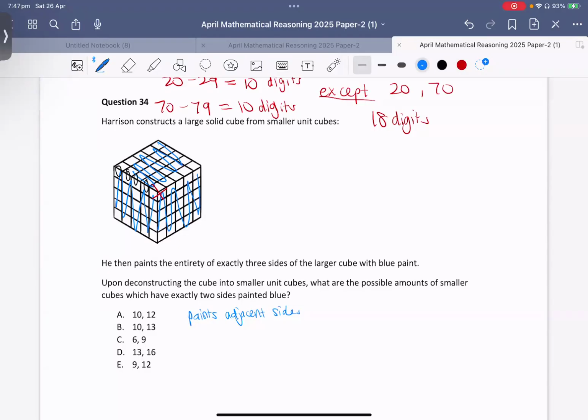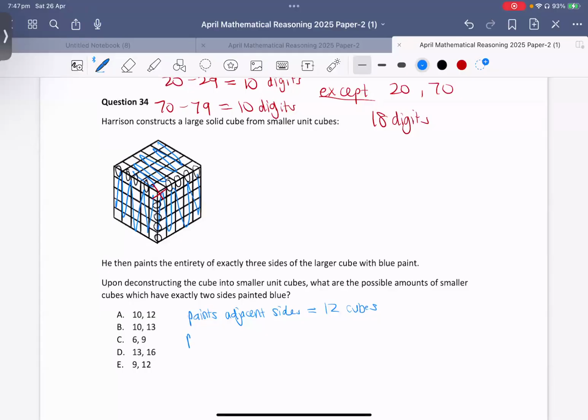You'll also see that this one works, this one works, this one works, this one works, this one, this one, this one, and this one will all work, right? So that gives us what? 4 cubes for every corner or every edge. So if we paint adjacent sides, we'll end up with 12 cubes that have exactly 2 faces painted.